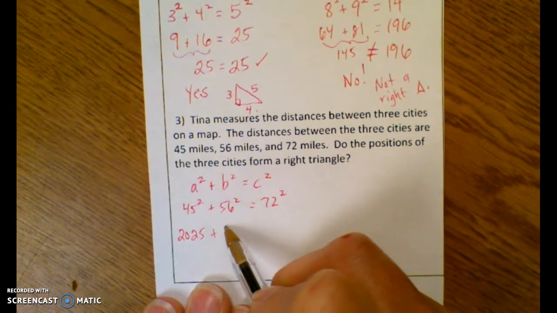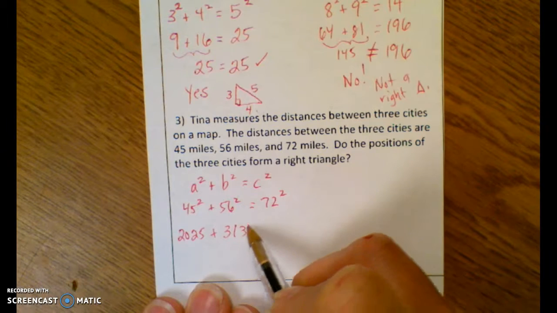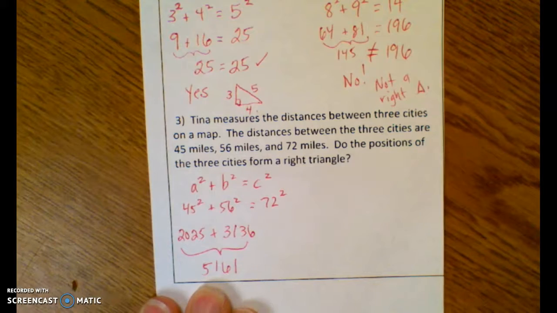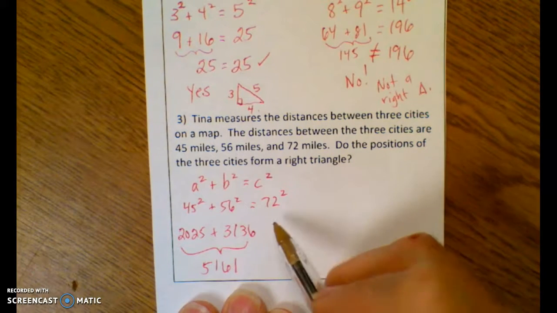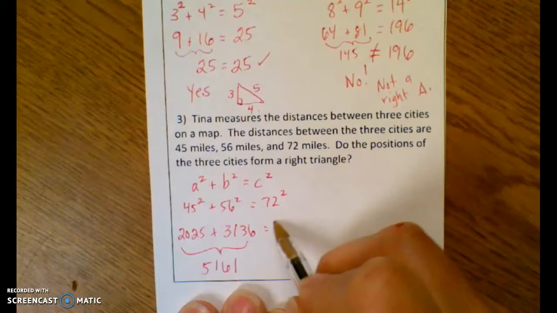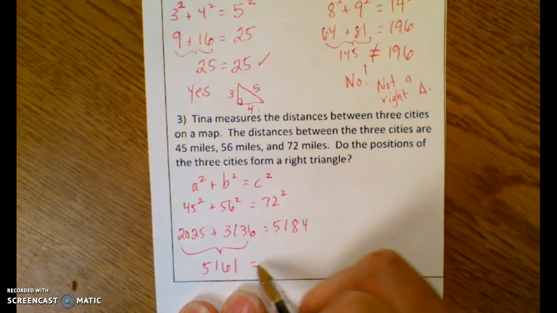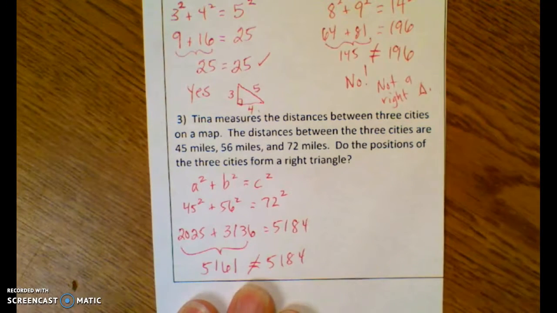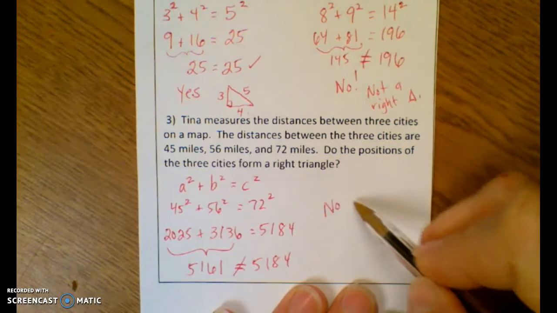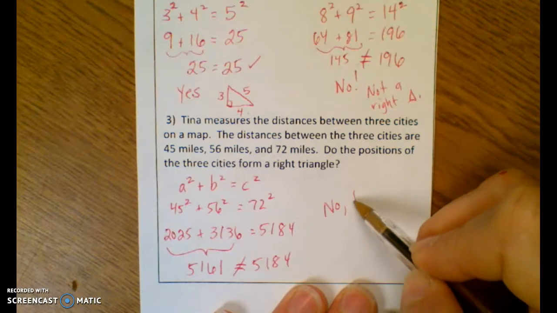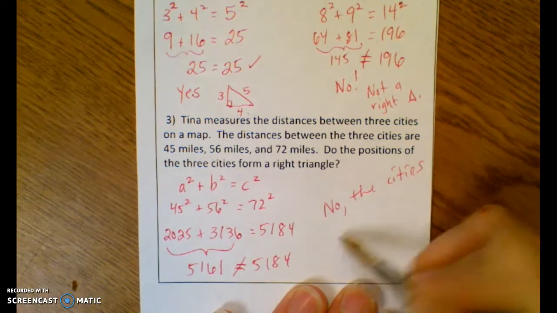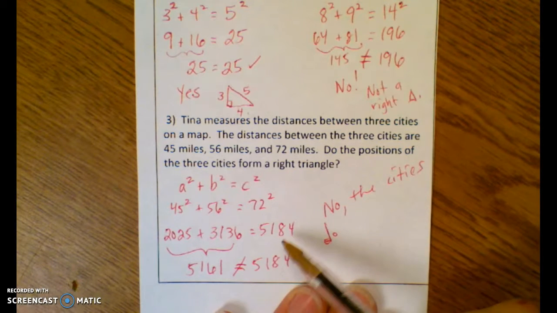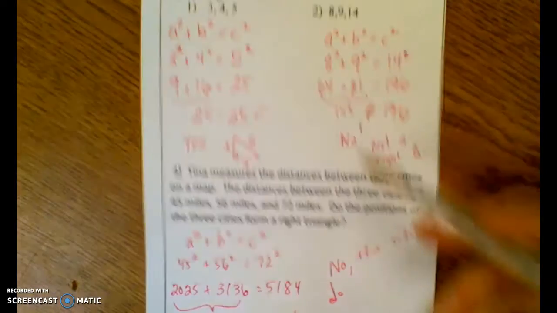56 squared, you should get 3,136. That combines to a total of 5,161. On the right side of the equation, we have to take 72 and square it, but you'll see that we get 5,000, but it doesn't match exactly. We get 184. So again, the cities do not form a right triangle. The only way they would is if this value simplified equaled this value simplified perfectly, like our first example.